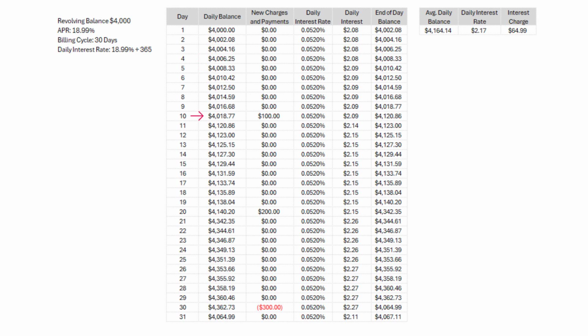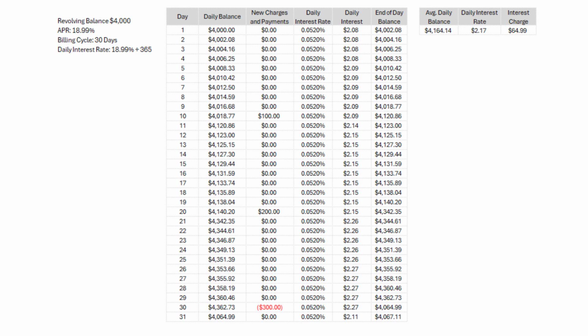On day 10, a new purchase of $100 is made. This amount, along with the daily interest charge, will be added to the end-of-day balance. This purchase contributes to the daily interest calculation the next day, which is a consequence of losing the grace period by carrying a balance. On day 20, another purchase of $200 is made. This amount, along with the daily interest charge, will be added to the end-of-day balance. This purchase also immediately affects the daily interest calculation the next day.